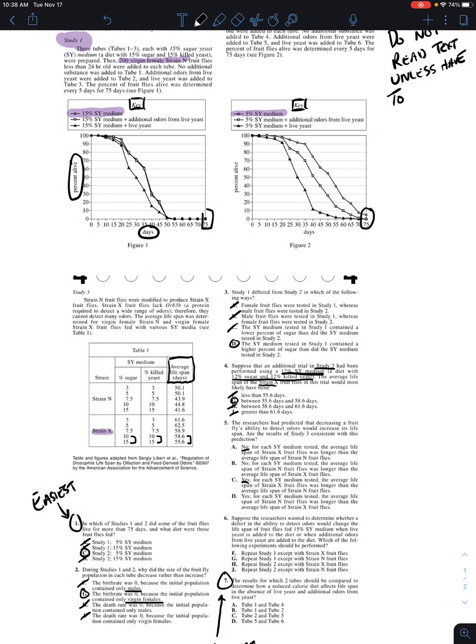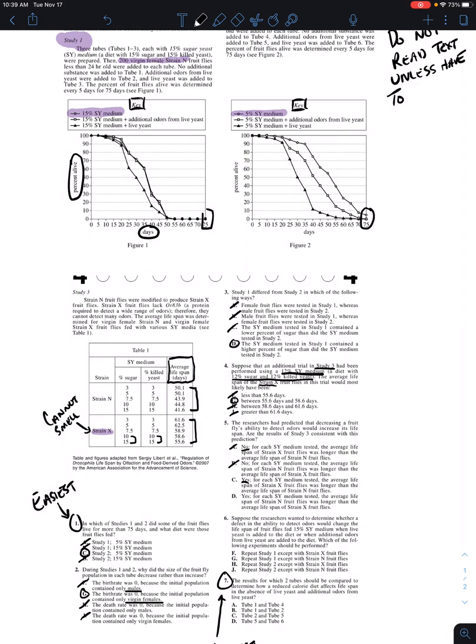So let's read our question again. The researchers predicted that decreasing a fruit fly's ability to detect odor would increase its lifespan. So we know now that strain X cannot smell. So we ask ourselves, yes or no, is strain X living longer on average than strain N? And it looks like it is. Strain N is between 50 and 41 days. Strain X is between 61 and 55 days. So it's definitely living longer. So if the researchers predicted that decreasing their ability to detect odor would increase its lifespan, then study 3 is consistent with that. So we know that the answer cannot be A or B.